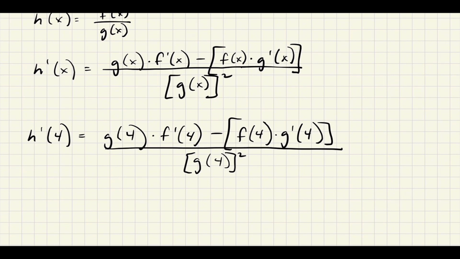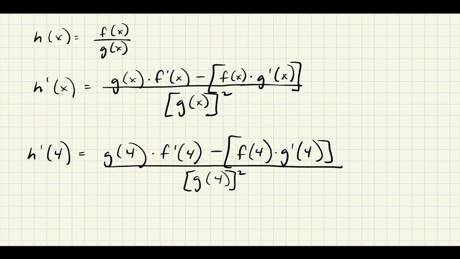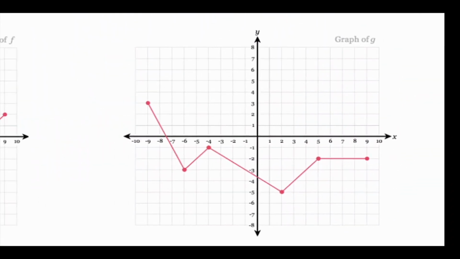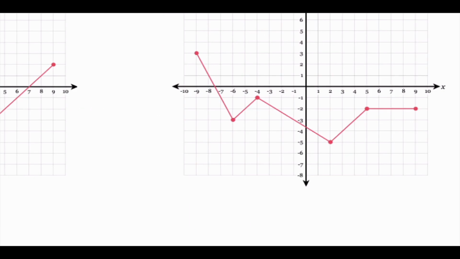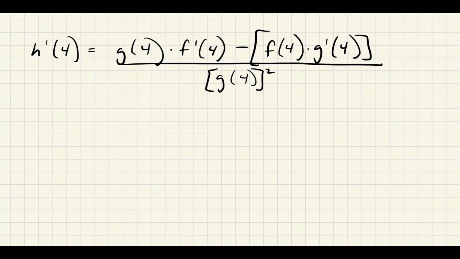Okay, so g of 4. The first thing I'm going to do is find g of 4. So when 4 is x, when I plug in 4 to g, what do I get for y? Well, I'm going to go to g. 4 is right here. Looks like the y coordinate is right here, -3. So g of 4 is -3. Okay, so let me write this down. So -3 times.